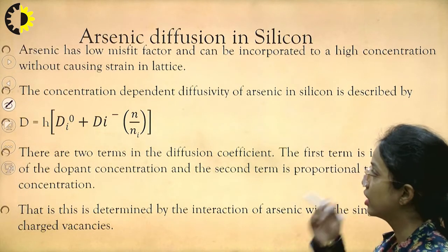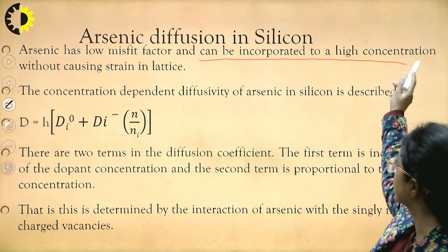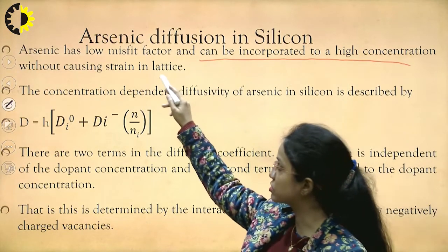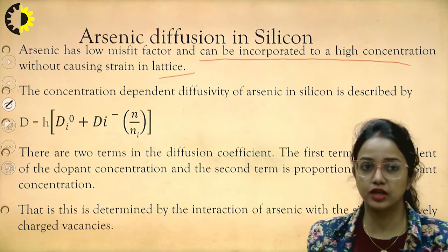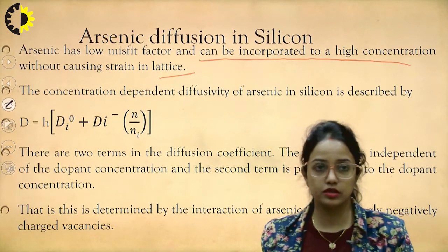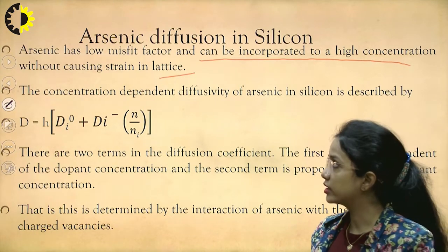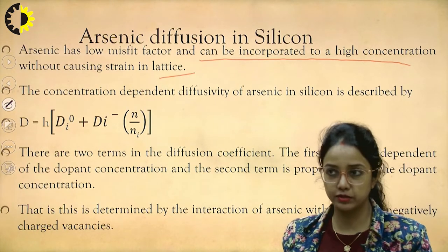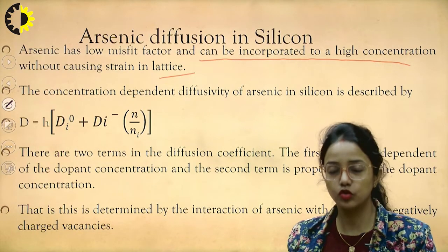Here we see arsenic has a low misfit factor and can be incorporated at high concentration without causing strain in the lattice. Since it is not causing any strain in the lattice, it is easily accommodated. The semiconductors and materials which are easily accommodated in the lattice have a low misfit factor.